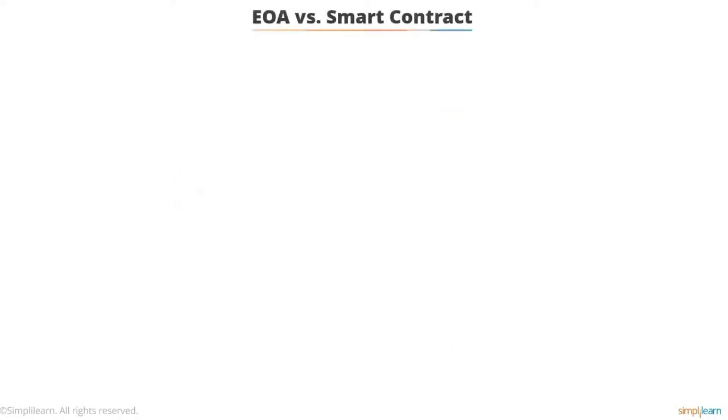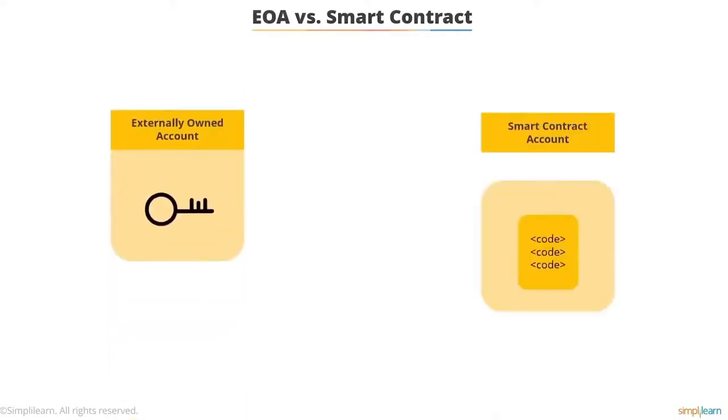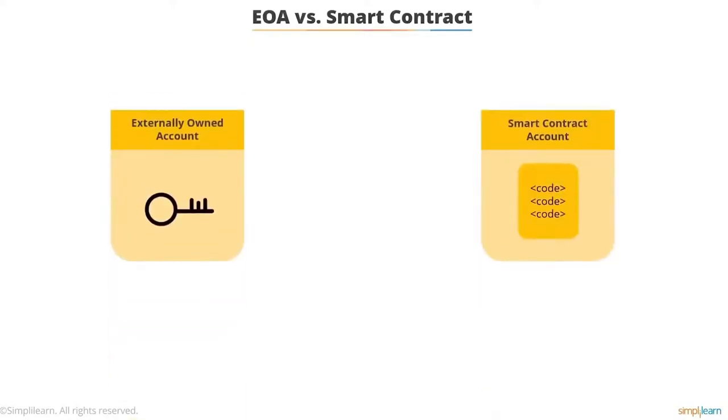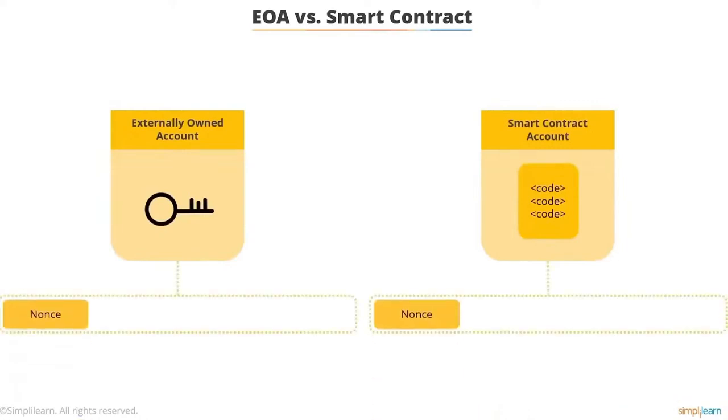EOA versus smart contract. In this slide, we will understand the difference between an EOA and a smart contract based on 4 critical properties. Nonce. In an externally owned account, nonce represents the number of transactions sent from the account's address. However, in a contract account, the nonce is the number of contracts created by the account.